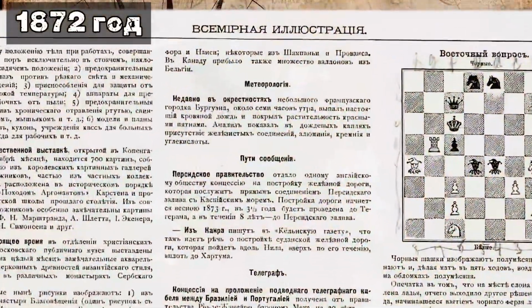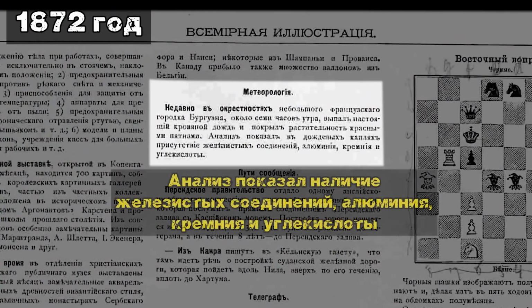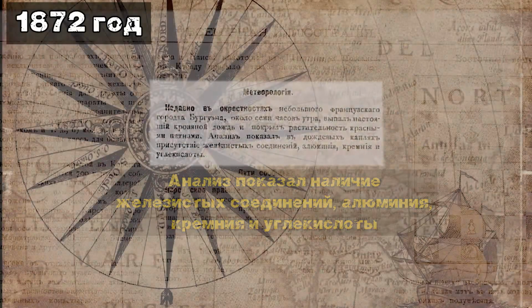In that same year, a bloody rain fell around the French town of Bourgogne. The analysis showed the presence of iron compounds of aluminum, silicon, and carbon in the raindrops. That is exactly the same composition that, in my opinion, the asteroid was made of. Where could these compounds have come from in the atmosphere?